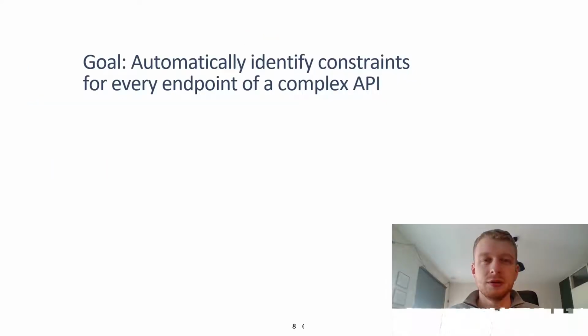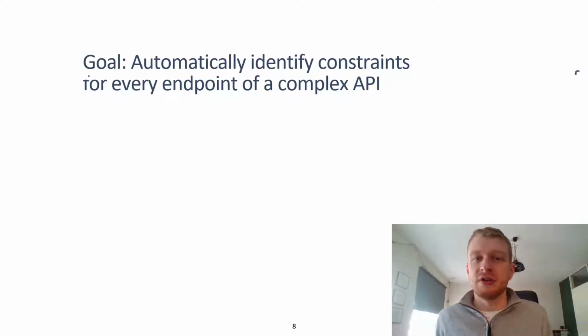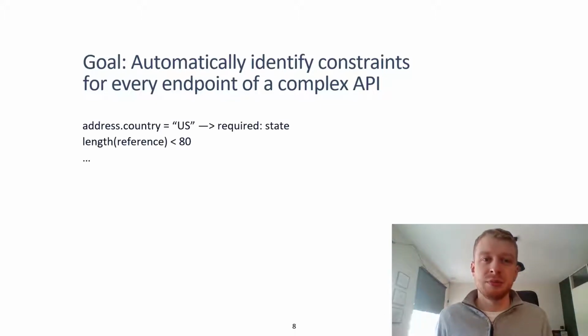Our goal is to be able to automatically identify these constraints for complex web APIs. Complex referring to the amount of parameters. Within this case study, there are roughly around 20 to 350 parameters. We'd also want to have them in a machine-readable format.